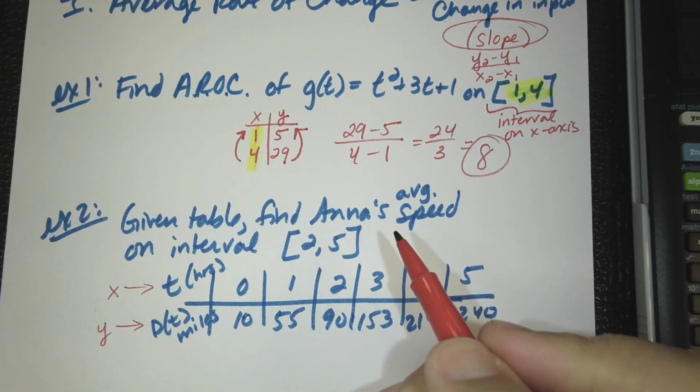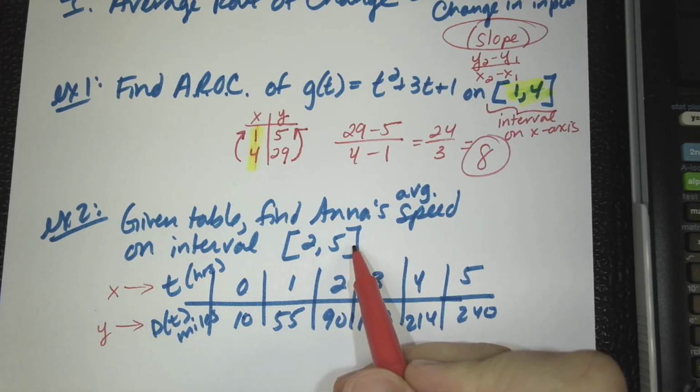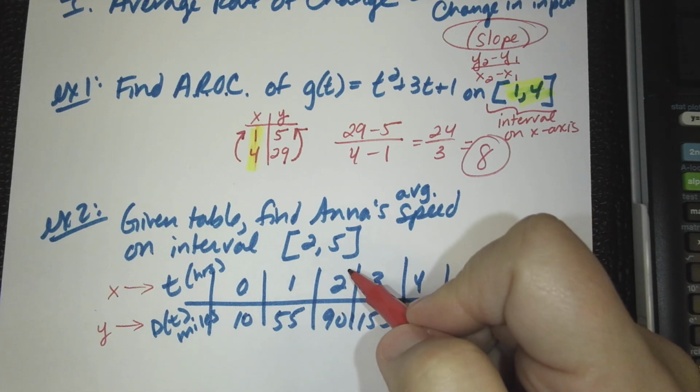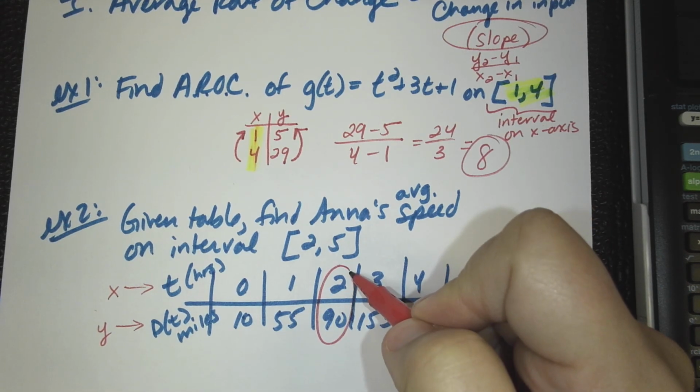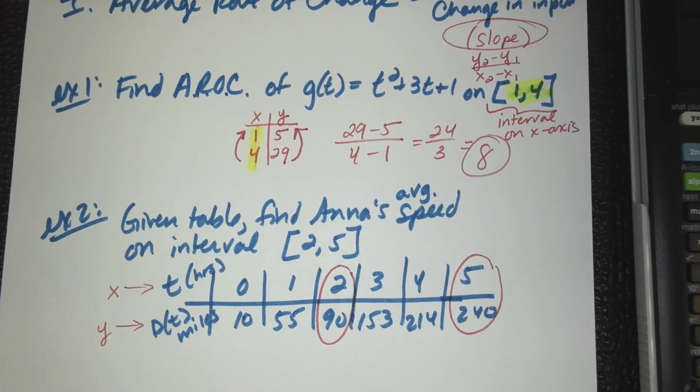Now, again, here's the interval they gave you, 2, 5. You only need to worry about the 2 and its y, and the 5 and its y. And you find the average, the slope, at those 2 points. Now be careful. What's your y's? What do you do? What minus what?